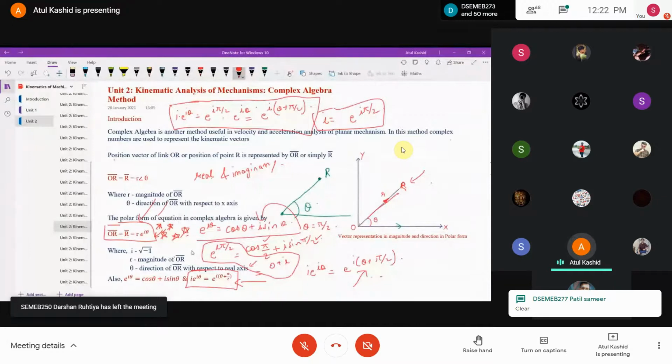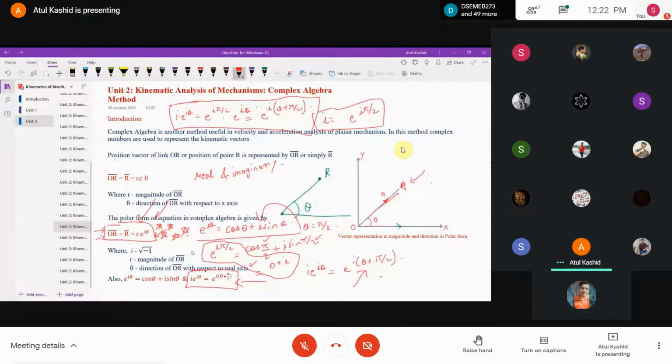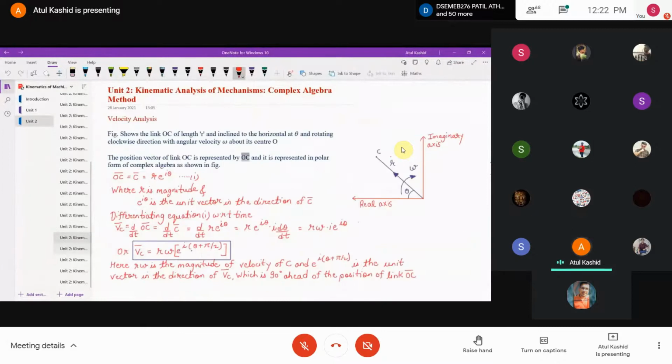Now we'll go forward, taking this equation with us, the position vector OR bar, that is equal to R bar, that is equal to R e raised to I theta, right? Next we'll see, if I consider any point C, now we are discussing the complex algebra method. So the x-axis we are going to consider as the real axis, and this will be the imaginary axis, right? So we have a point C in this system, right?